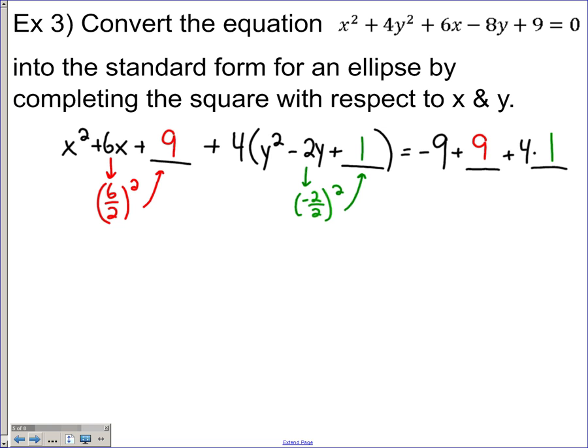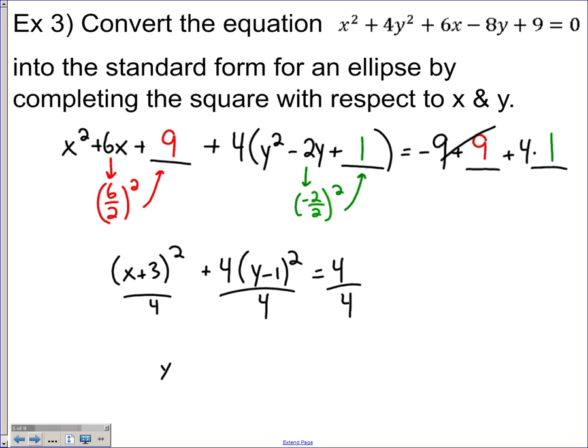I can now complete the square. So I have x plus 3 quantity squared plus 4 times the quantity y minus 1 squared. And that's equal to negative 9 plus 9. Those cancel out. And I'm left with just 4. Now you might think you're done at this point. We completed the square. However, an equation of an ellipse has to be equal to 1. So what we're going to do is divide everything by 4.